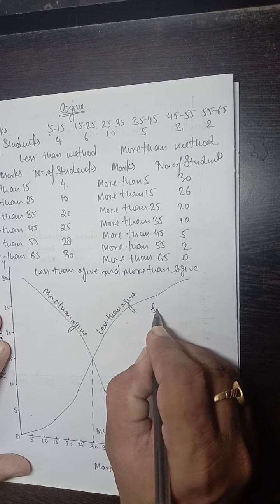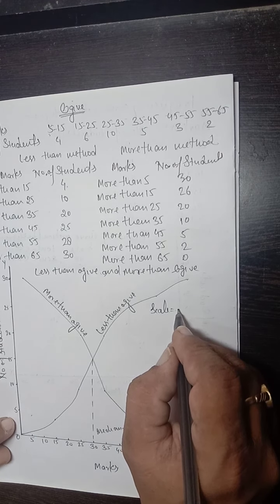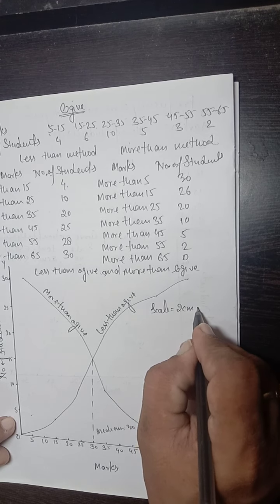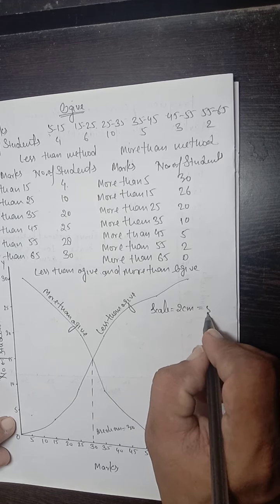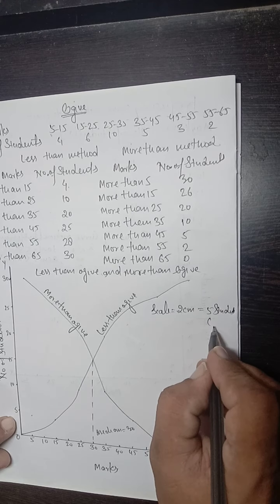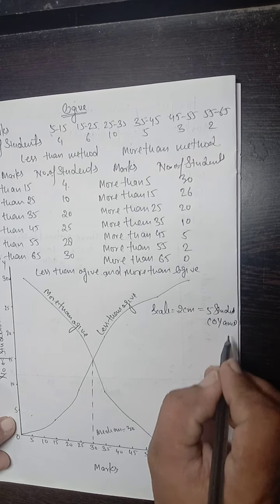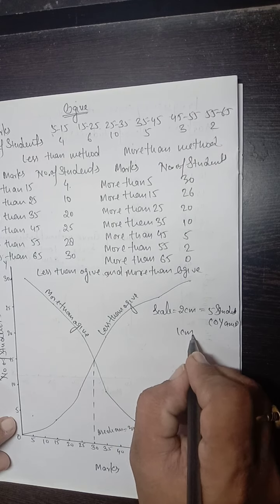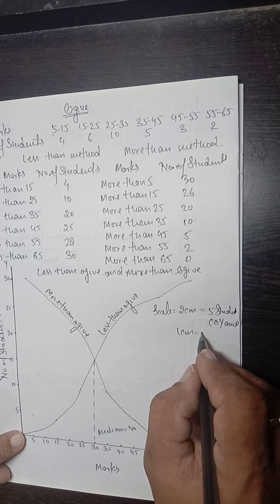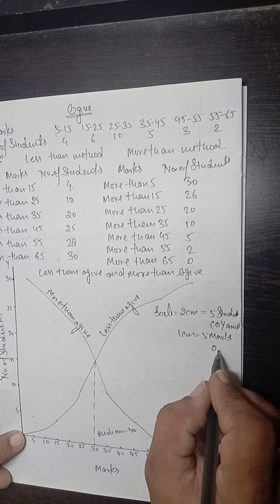Scale: 2 centimeter you have taken for 5 students in the OY axis, and 1 centimeter for 5 marks in the OX axis.